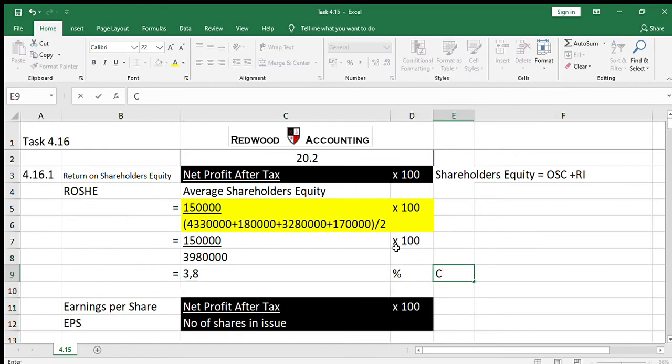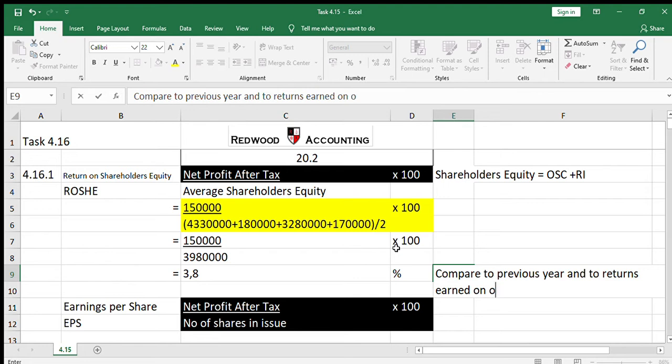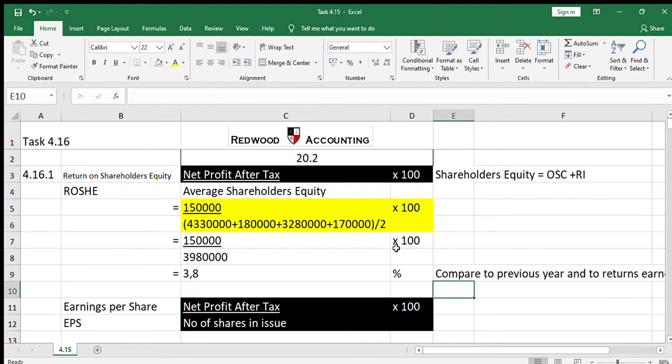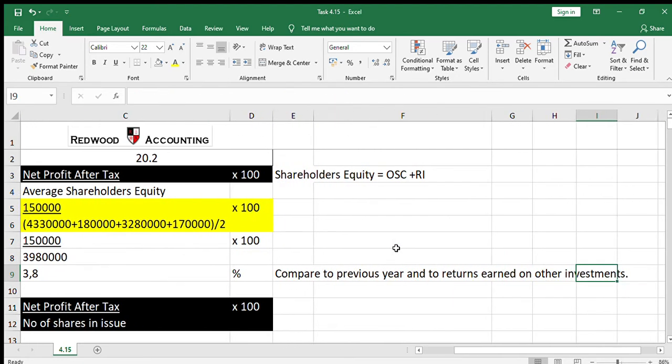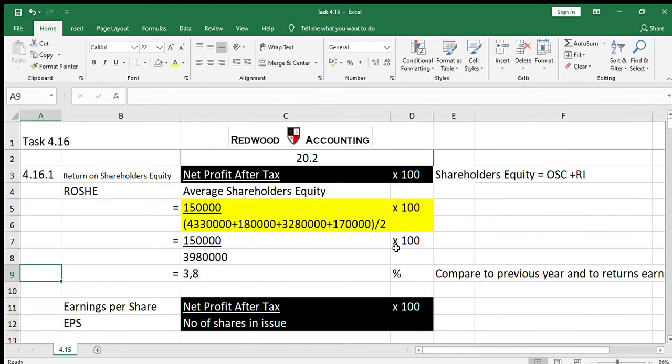Okay, I'm just going to put a note here that we'll compare this to the previous year, and to returns earned on other investments. Okay, now if you look at this, 3.8% looks quite low. Normal return would be about 12% or more, right? But we can see what else the question holds for us.